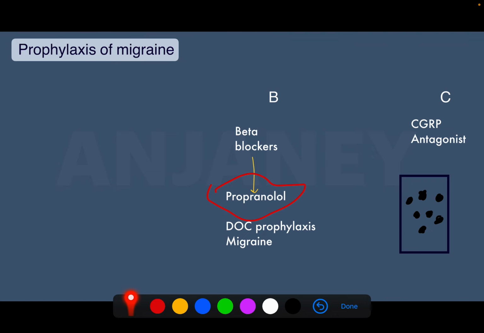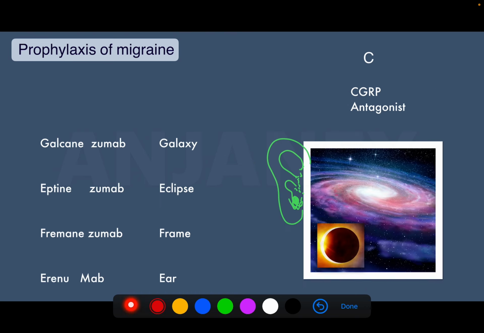Now the last class we have is CGRP antagonist. So we know that this trigeminal neuron has this culprit CGRP, which is released and causes all sorts of problems, right? So we don't want this to get released. So what we did was we covered this with a frame so that it can't be released. So this is the frame through which it is covered. The frame has galaxy, eclipse, and the frame has an ear. From galaxy we have galcanezumab, eptinezumab, fremanezumab and erenumab.